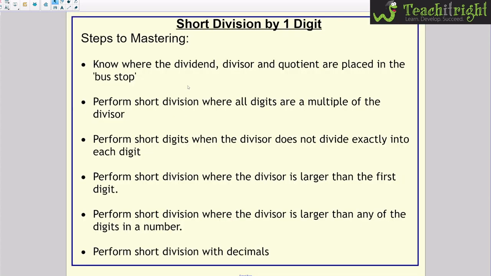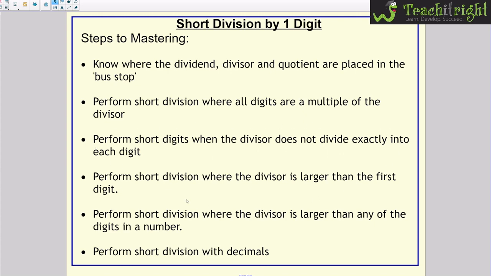So, quick overview of what we're going to look at today. We're going to understand the terminology around division, the dividend, divisor and quotient, and how we place them in the bus stop. We're going to look at short division where all the digits are multiples of the divisor. That means there'll be no remainders left over. We're going to perform short division where the divisor does not go exactly. Those are the kind of questions that are going to result in a remainder.